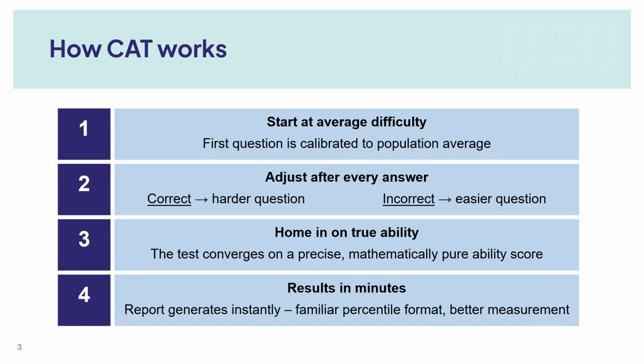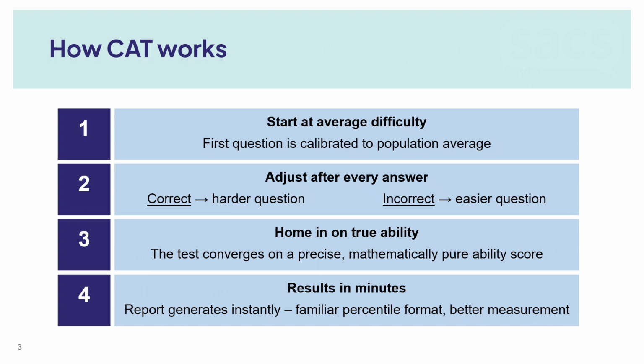So how CAT works: we start with a question which is average difficulty for the population. Then it adjusts after every answer. If you get a question right, that will lead to a harder question, and if you get it wrong, that will lead to an easier question. So it hones in on true ability very quickly, which also means people typically have to complete fewer questions to get their ability score. The test measures how accurately it's measuring, and the moment it reaches a certain standard, it simply stops giving questions.